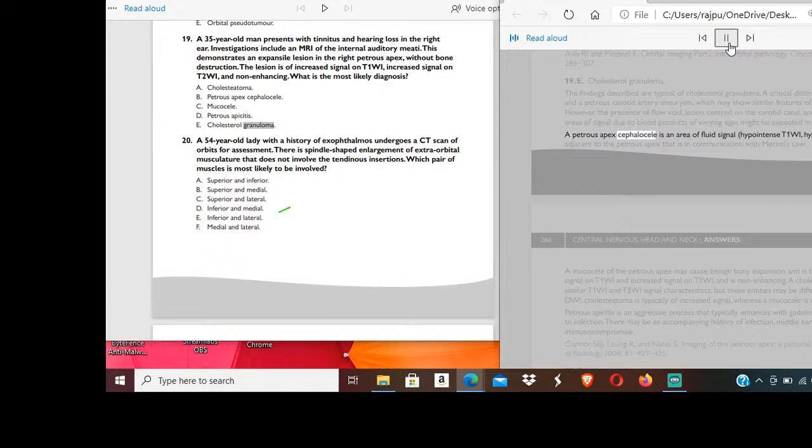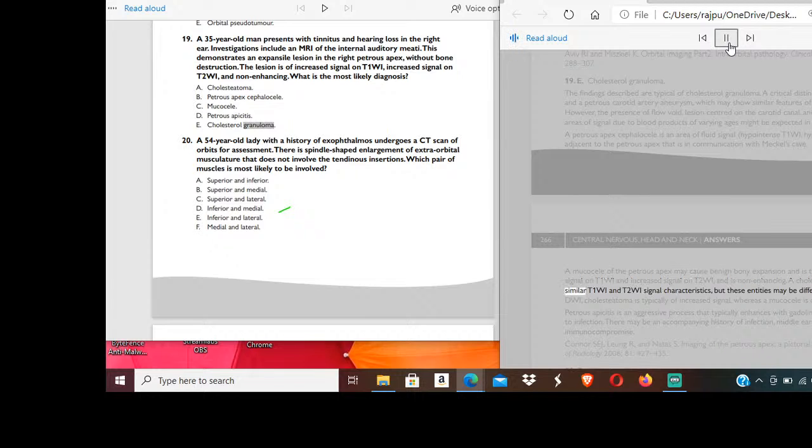A petrous apex cephalocele is an area of fluid signal, hypointense T1WI, hyperintense T2WI, adjacent to the petrous apex that is in communication with Meckel's cave. Central nervous, head and neck answers. A mucocele of the petrous apex may cause benign bony expansion, and is typically of decreased signal on T1WI and increased signal on T2WI, and is non-enhancing.